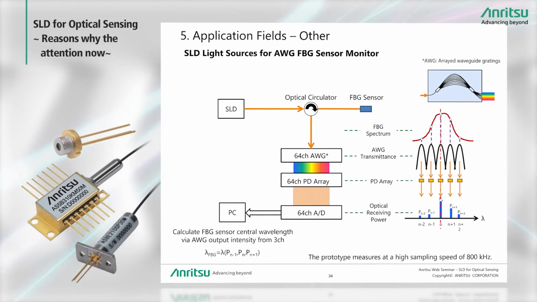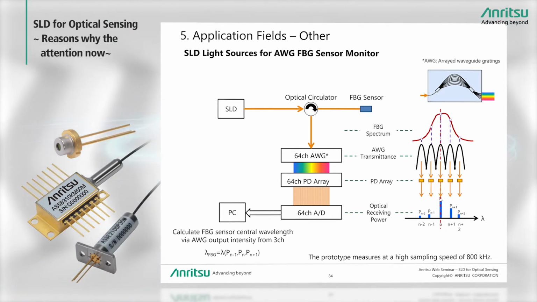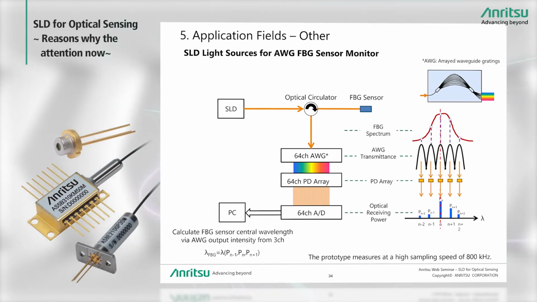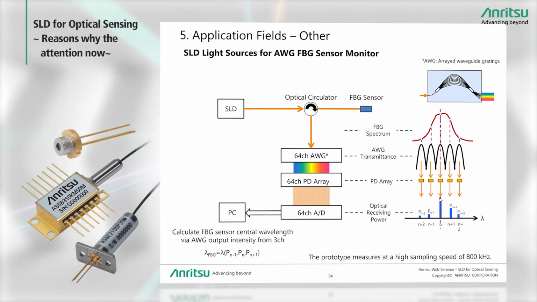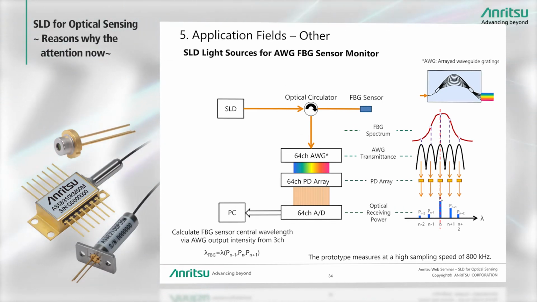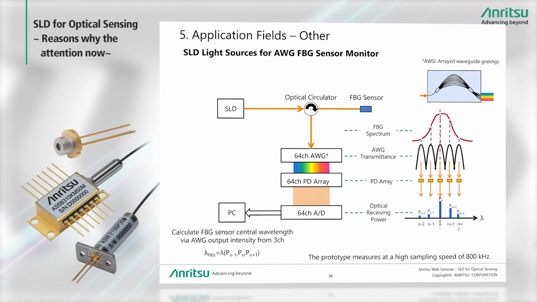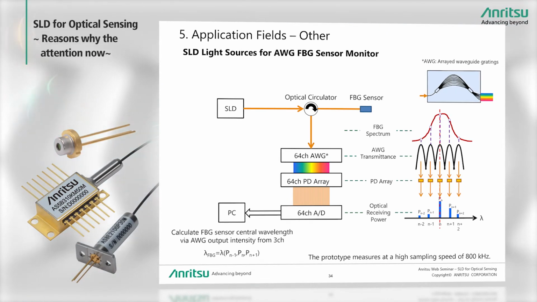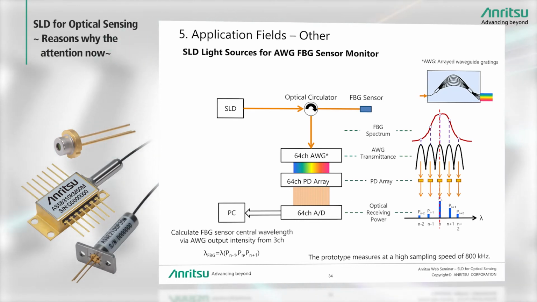Since there are 64 waveguide paths at the output side, the PD array has 64 corresponding channels to measure the power of the received light. The FBG wavelengths are calculated from the optical powers at this PD. The prototype unit measures at a high sampling speed of 800 kHz. The next slide shows some results.